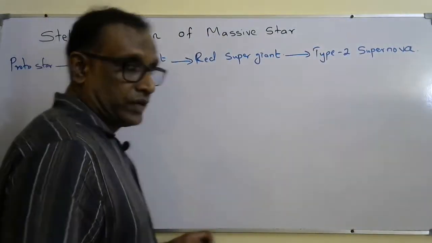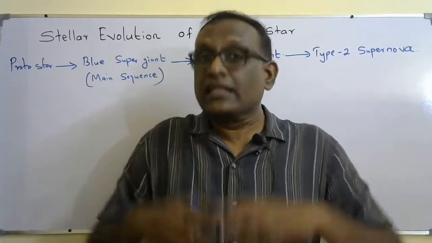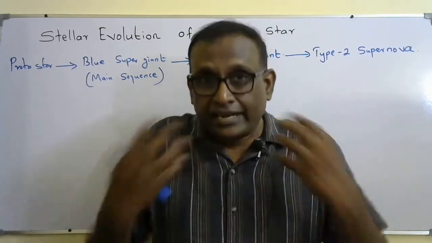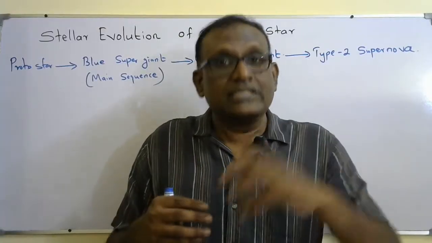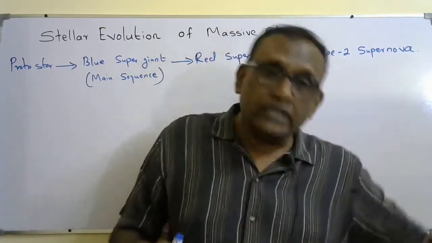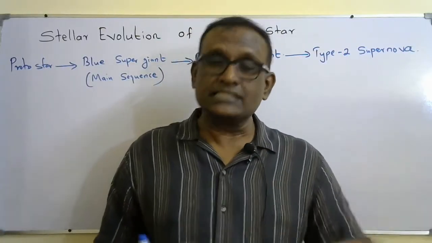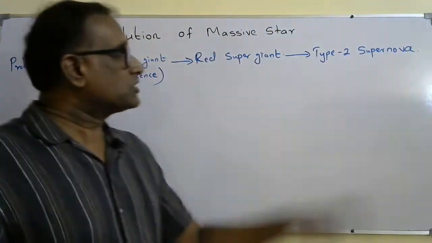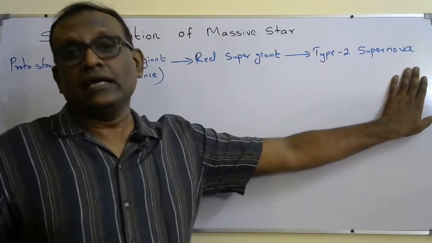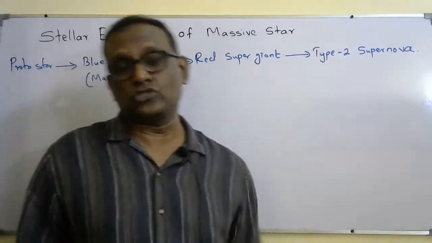During type 2 supernova, iron can be fused because the energy released during that explosion is very high. That energy can fuse even iron, and not only iron, beyond iron also the fusion will happen. They say that's the way other elements in the periodic table are created during supernova. So after the red supergiant, there will be an explosion called type 2 supernova.